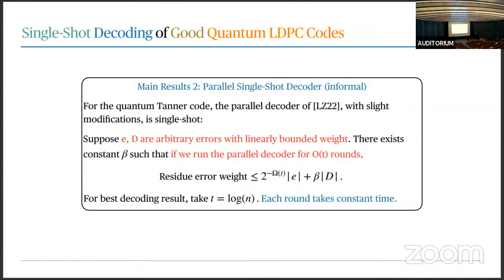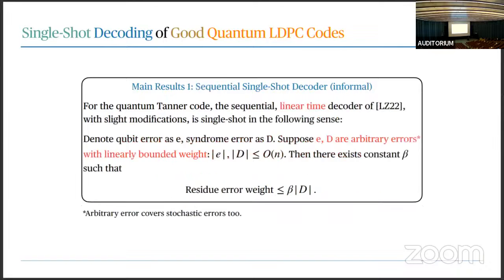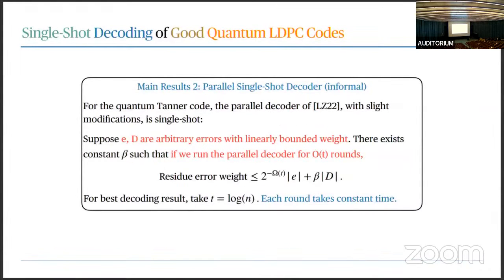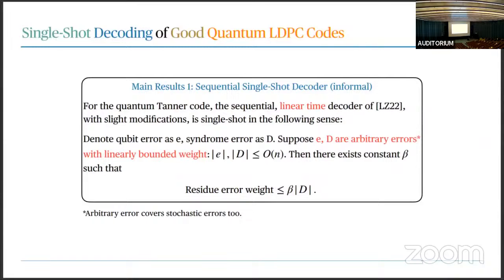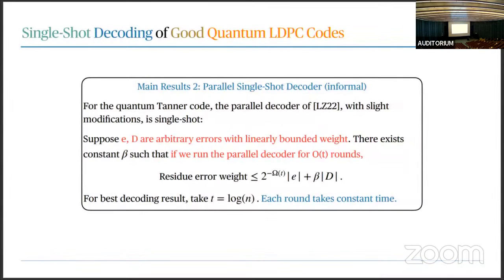How should you think about this? Well, if you want to correct as much as you possibly can to get rid of all the actual error, you just need to run T equals log n, which means you run your parallel decoder for log n iterations. That means we really have a log n time decoder that's perfectly single shot, just like this one. But this also gives you the freedom to choose how many iterations you want to run your parallel decoder. And this is where we get into the regime of constant time decoding.